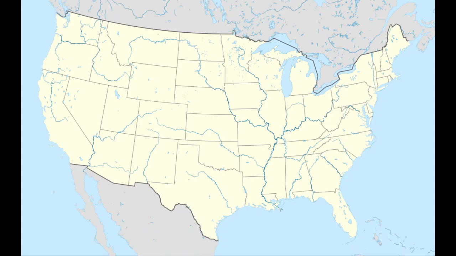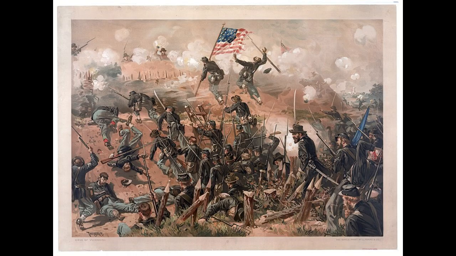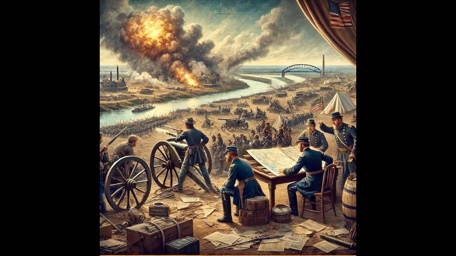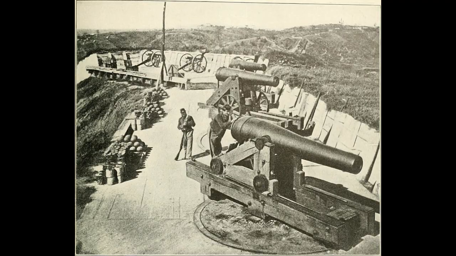3. The Wilmot Proviso, 1846. This proposal to ban slavery in land acquired from Mexico failed, but it fueled sectional debates and made slavery a national political issue.